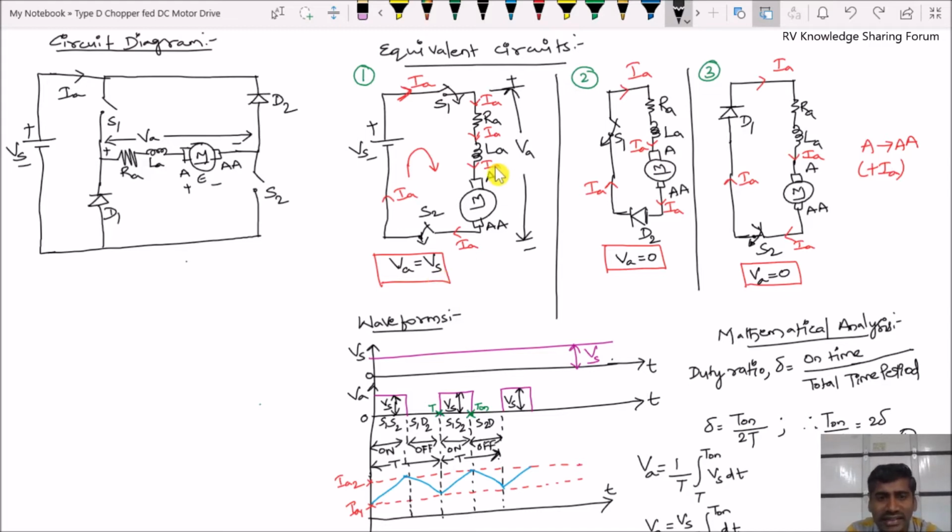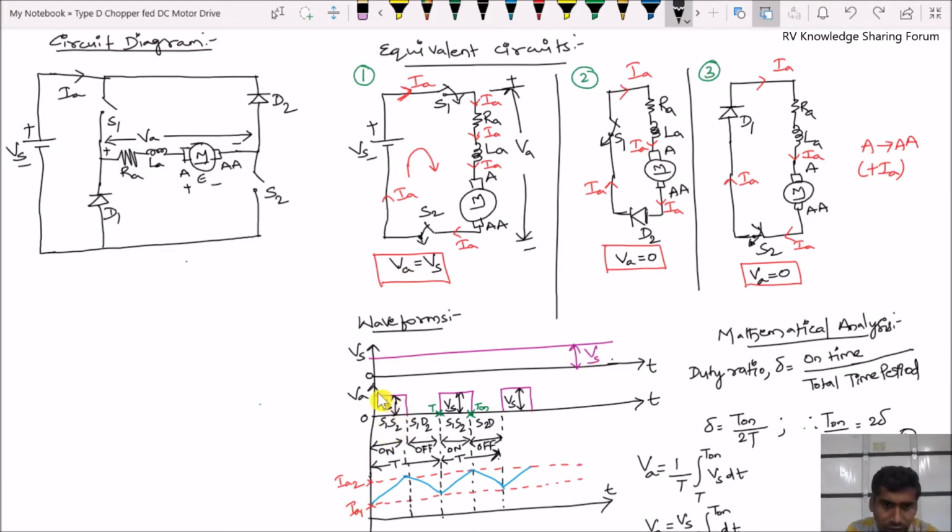Now let us draw this output voltage waveform. Here, this is our DC input voltage, which I have drawn here. Vs is the DC input voltage, which is drawn in purple color, with a magnitude of Vs. Now let us draw the output voltage. Va is equal to Vs. Here, this is our Va is equal to Vs when both the switches S1 and S2 are conducting.